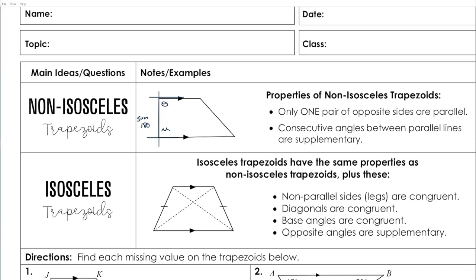the legs, the ones that are not parallel sides, are going to be congruent, which in turn makes our diagonals congruent, making our base angles congruent. And now the opposite angles are supplementary because they are congruent to the same angles. That's that congruent supplement theorem that we love and know so much. So let's go ahead and put a couple of these properties into play.